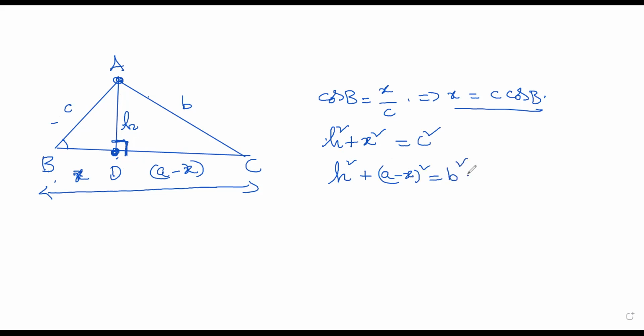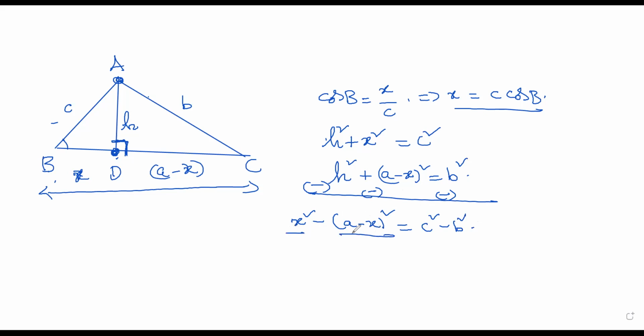Almost the recipe is ready for us, and then it is just a matter of eliminating the stuff, and you get the things done. So now I subtract one from another. I subtract these two. What I have is x square minus a minus x whole square, which should be equal to c square minus b square. That is one of the relations I will get. Don't bother about which relation; this is pretty basic stuff. I will use the format a plus b into a minus b, so this is a square minus b square type.